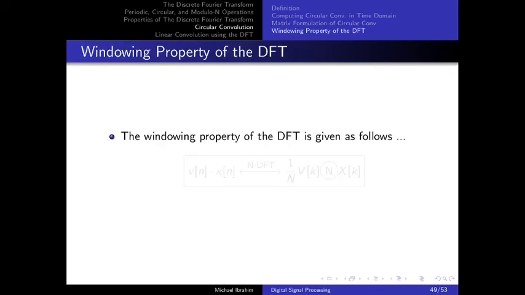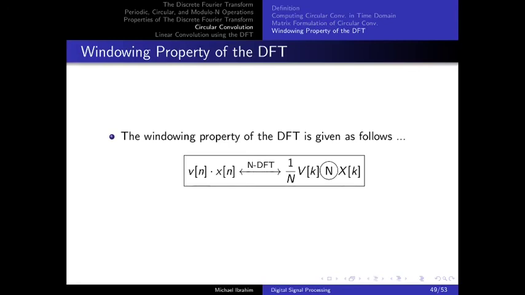The next property is called the windowing property. When two sequences are multiplied together in time domain, the result will be circular convolution in the k domain, divided by n. This is similar to the property before that. The property before that was circular convolution in time domain resulting in multiplication in frequency domain. Here it's the other way around. Multiplication in time domain will give circular convolution in k domain, divided by n.